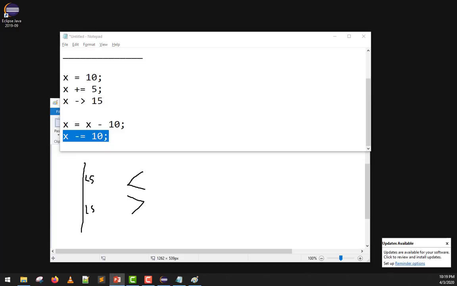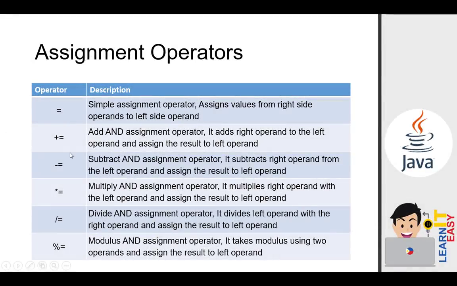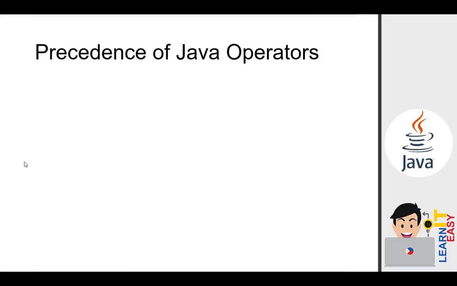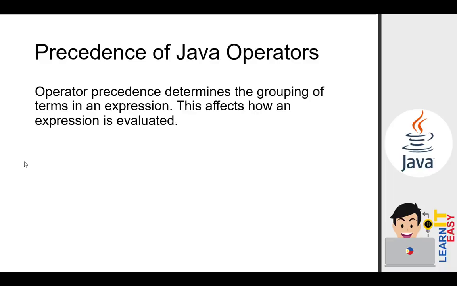So, hindi ko na tatapusin yung ibang mga operators na nandito kasi pareho lang din yung concept. But again, we can use this to simplify the parsing of the Java program kapag nagsosolve siya ng expression. So, next, we have yung tinatawag nating precedence of Java operators. Operator precedence determines the grouping of terms in an expression. This affects how an expression is evaluated.